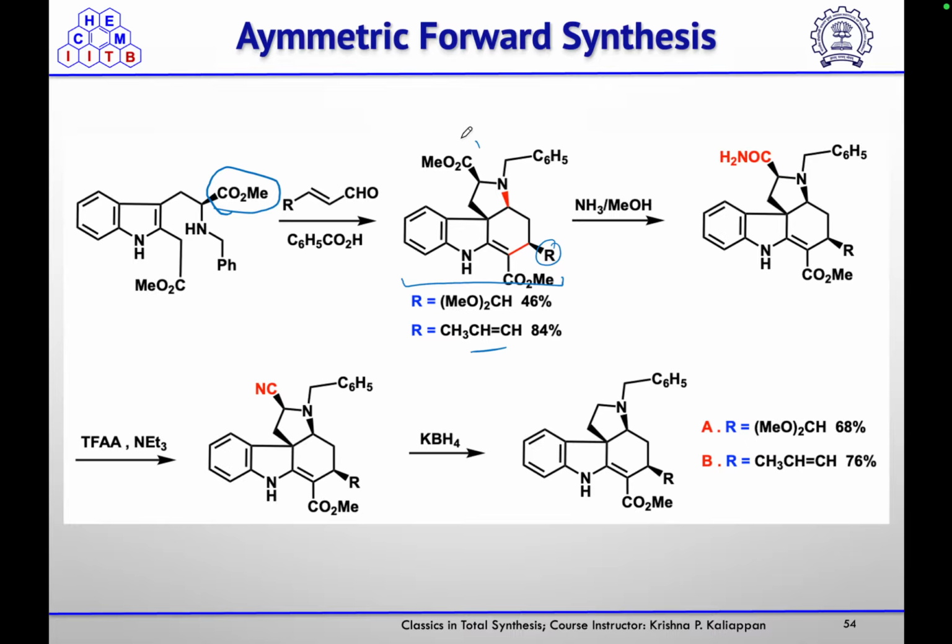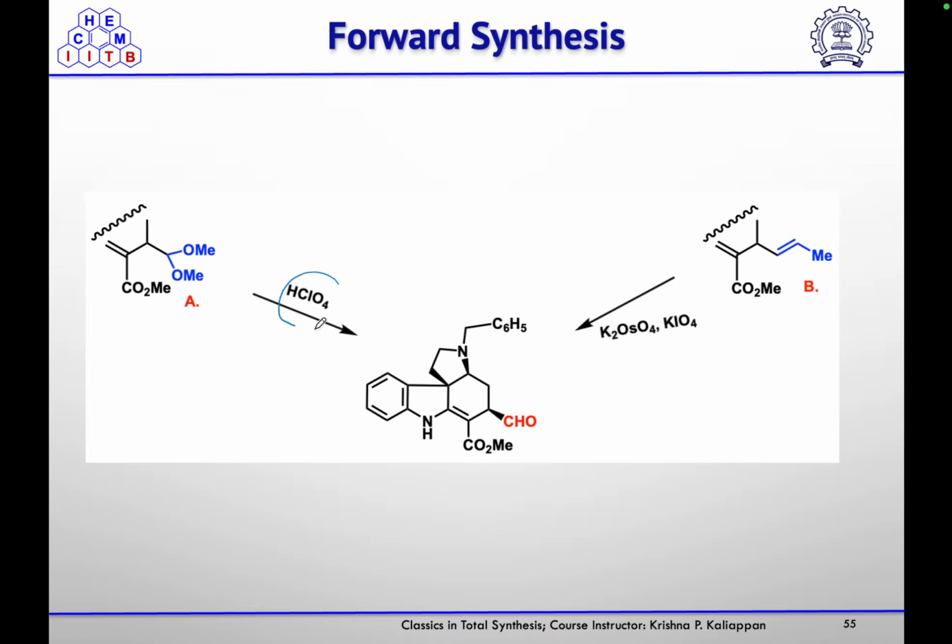here they don't want this ester group at this position, so for that purpose they convert that ester to the amide on treatment with ammonia and methanol, and then using triflic anhydride they convert that to the cyanide, and on treatment with a hydride source they removed that. So this nitrogen will participate as a neighboring group, and then imine reduction was done using potassium borohydride. Then acetal deprotection using HClO4 to get the corresponding aldehyde.